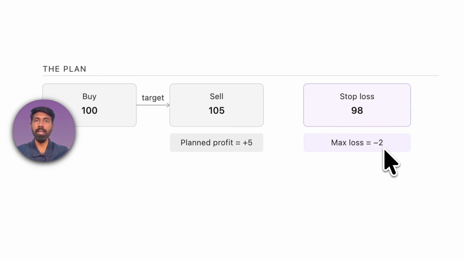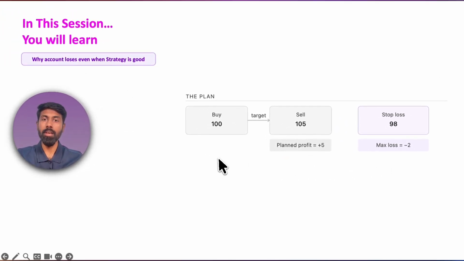Let us assume that this strategy wins 50% of the time. That is 50% of the time you get a profit of plus 5 and 50% of the time you get a loss of minus 2. The strategy has positive expectancy. That is, if you run it for a long period of time, you're going to end up with profits.